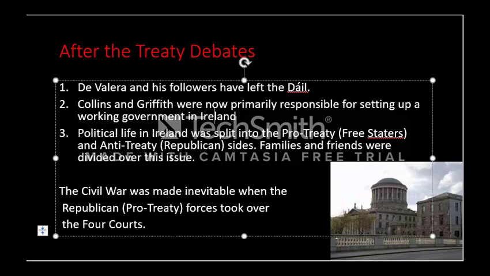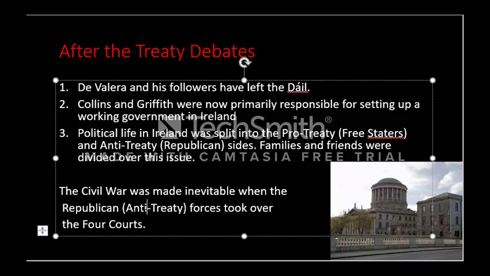Now, after the anti-treaty side left the Dáil, the IRA was also split. Just remember, the Dáil is Sinn Féin, the IRA is a separate body. But the IRA also split, and anti-treaty forces decided to take over the Four Courts in Dublin. That's a famous building, there's a picture of it there at the bottom, with the green roof. The Four Courts is a very large, very important building on the quays in Dublin, and the anti-treaty forces took over this building.